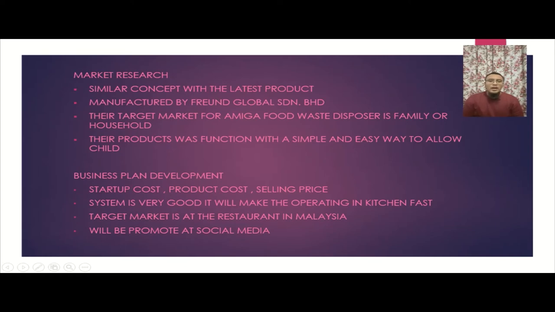Our product we will promote on Facebook ads, Twitter, Instagram, and we will send it for review to celebrities. Our system is very simple. We know that this product has a large competition in Malaysia, but we know that our product will make the difference. So that's all from me. Thank you.